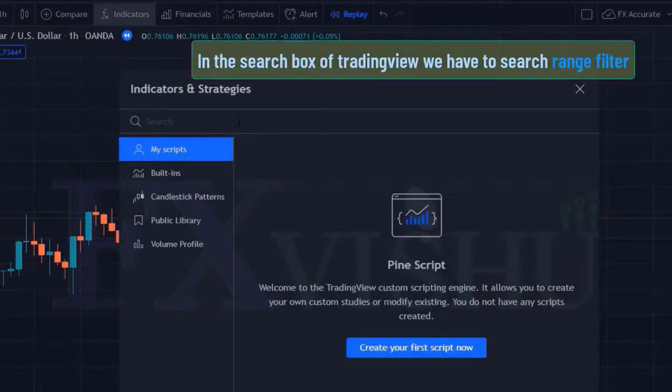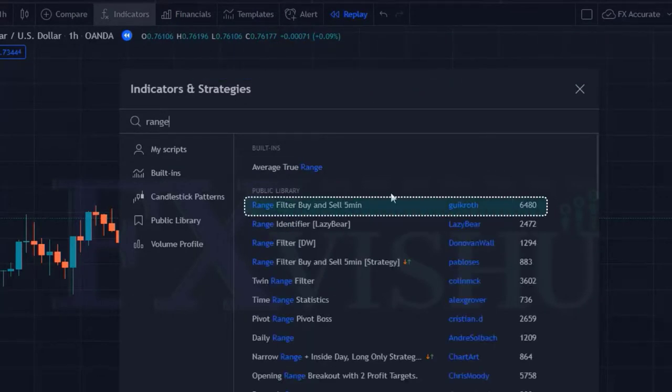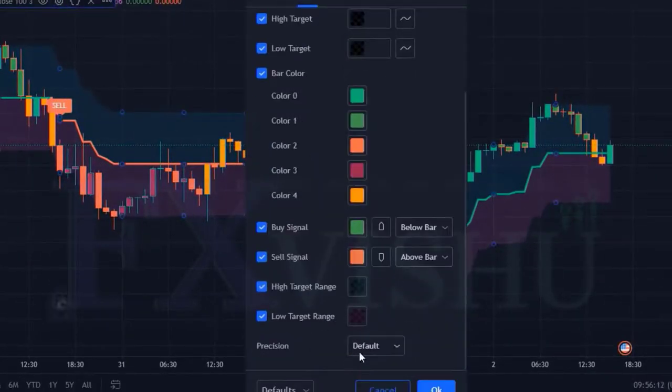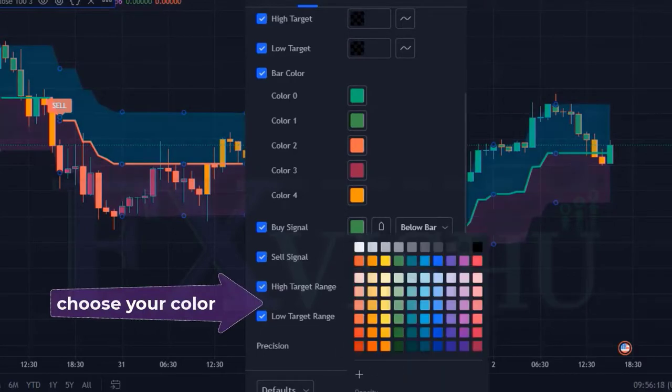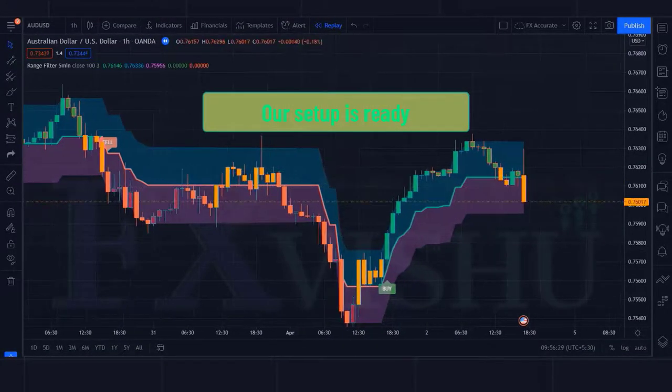First of all, we have to search range filter in the search box of Tradingview. After this, we have to click on the range filter buy sell 5-minute option. You can choose the color according to you. Our setup is now ready.